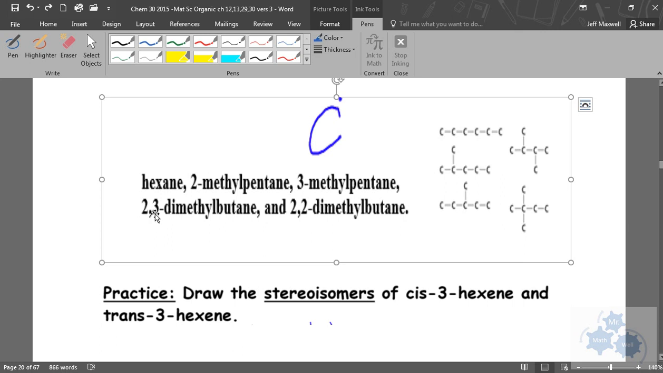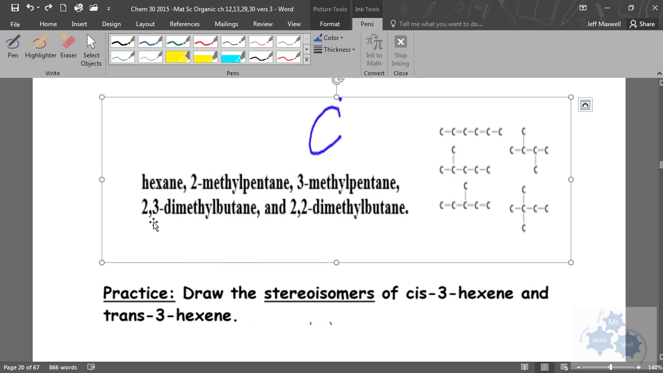2, 3 means that on the second and third carbon there's some kind of functional group. There's some kind of group attached to those carbons in the straight chain. So if we count from whichever end, doesn't matter, this is the 1 carbon right here. This is the 2 carbon. This is the 3 carbon. So this name right here matches this molecule.